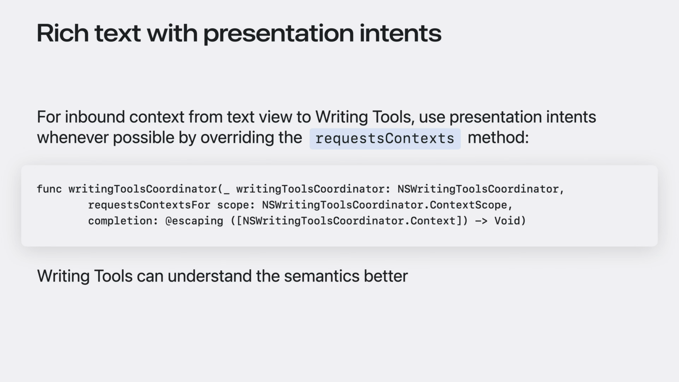To have writing tools understand the semantics of your text better, once you've adopted the presentation intent option, you can override the requestContexts method for your text view and supply a context with presentation intents whenever possible.